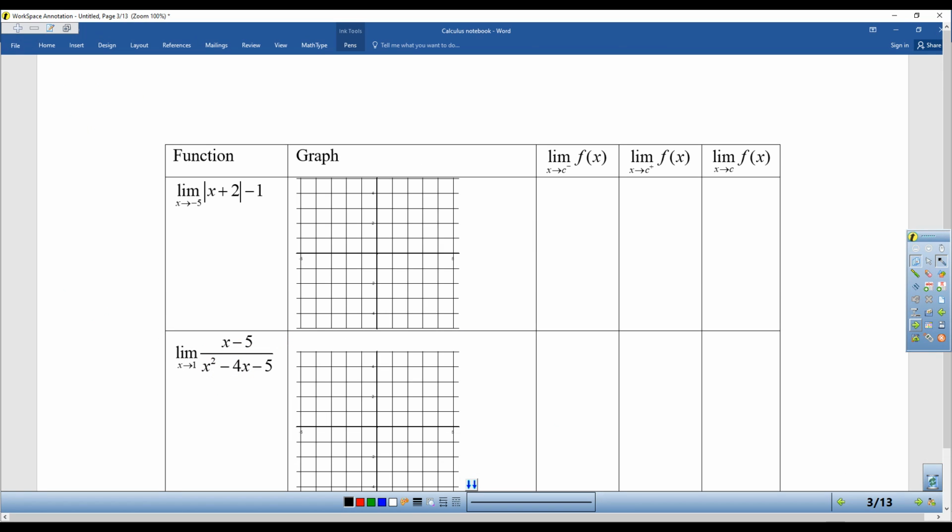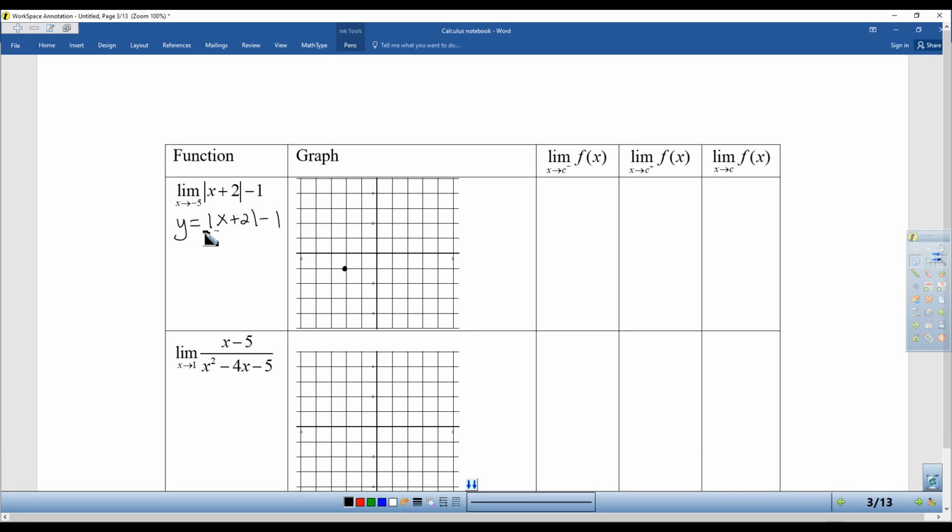Okay, next graph, absolute value graph. If you'd forgotten, these make a V. So y is equal to the absolute value of x plus 2 minus 1. And the number that's with the x does the opposite of what you think. So it's minus 2. And then this number does the same. So it's minus 1. And that'll give you the vertex of your V.